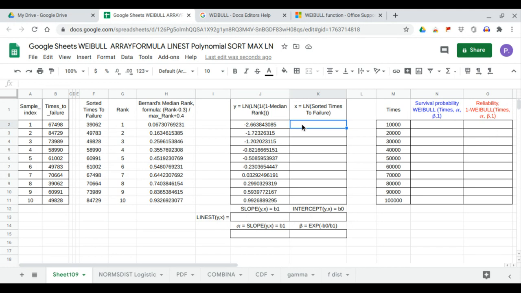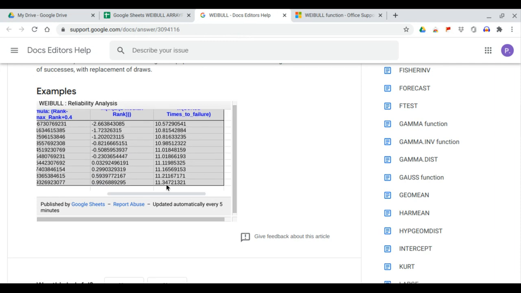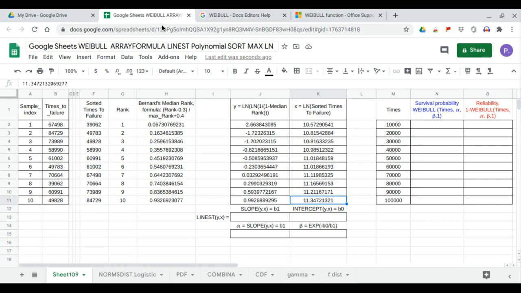Next, we calculate the x values. That's the ln of the sorted times to failure, which happens to be this column. So this is our array formula, ln sorted times to failure. The answers start from 10.57 up to 11.347. Let's see. That's 10.57 up to 11.347. So our calculations are correct.